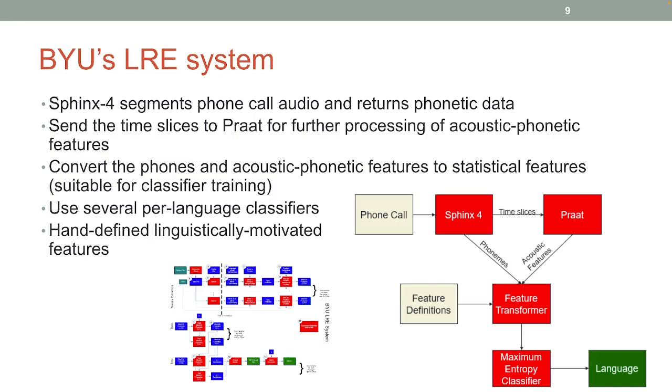And so the basic idea is we have a phone call, it comes into Sphinx, which sends over time slices to Pratt. We do some scripting in Pratt, get some acoustic features and phonemes coming out of the recognizer, the ASR model. And we have some feature definitions here created by linguists that go into a classifier, a maximum entropy classifier that predicts the language.